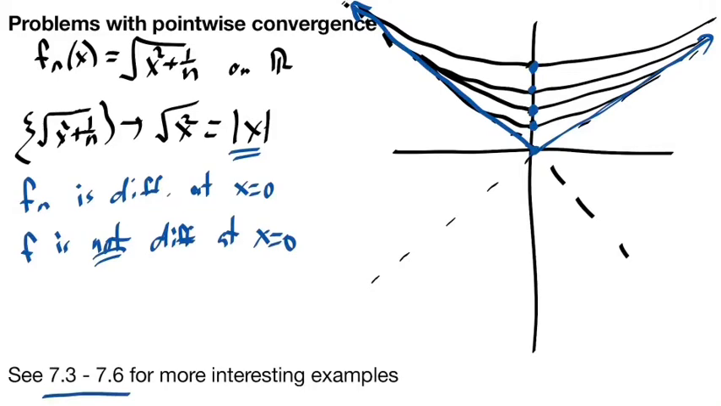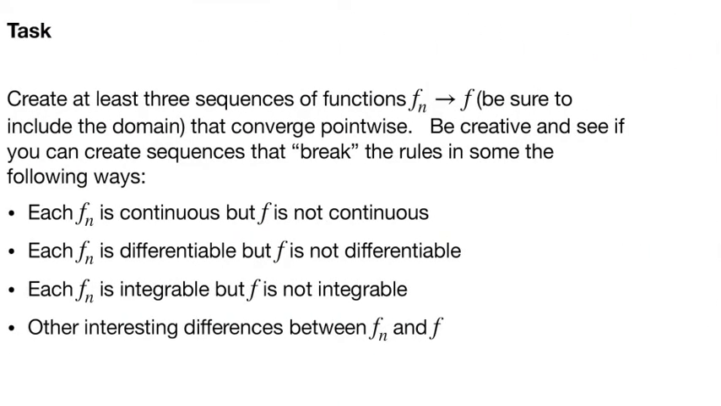If you're interested, 7.3 to 7.6 have a lot more interesting examples. They're examples of functions where each of the fn's are continuous, but it converges to something that's not continuous. Each of the fn's are integrable, but it converges to something that's not integrable. But before you look at 7.3 to 7.6, I want you to work on today's task. Actually, I think there's going to be 2 tasks, but let's work on today's first task.